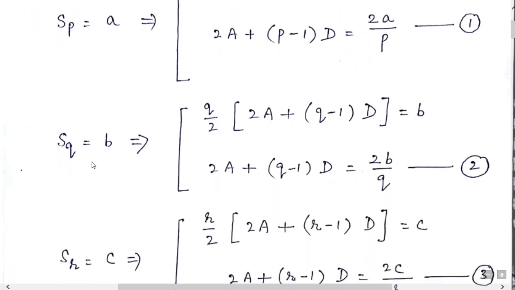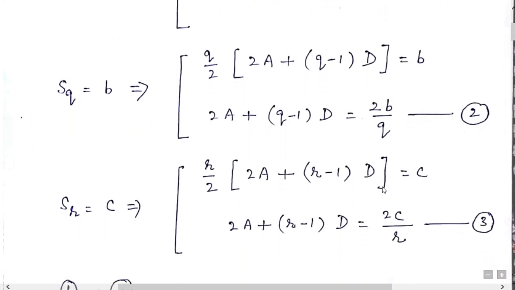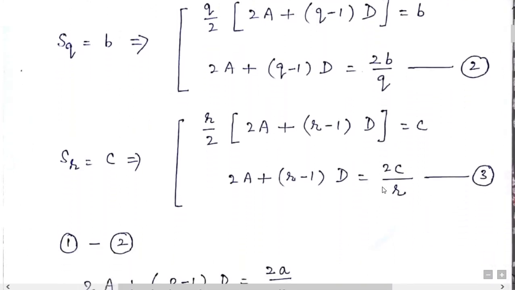Similar is the case with SQ. You can write 2A plus Q minus 1 into D as 2B divided by Q. And what about SR? This value is given to you, that is C. You can write this value as 2A plus R minus 1 into D is equal to 2C divided by R.